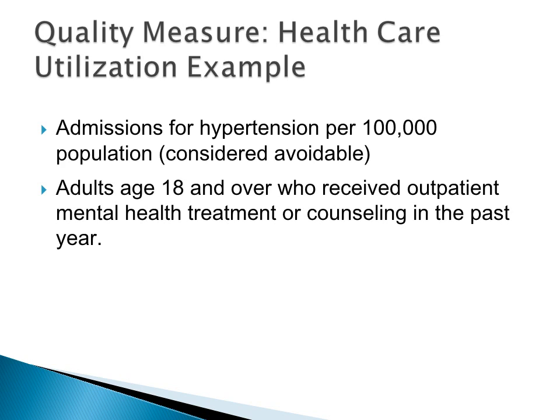And then, adults over the age of 18 who received outpatient mental health treatment or counseling in the last year, because those are underutilized services. So those are just examples of measures, ways that we can measure healthcare outcomes.